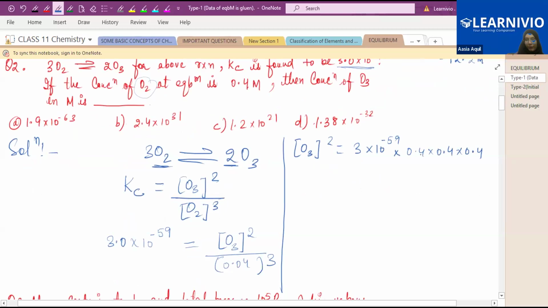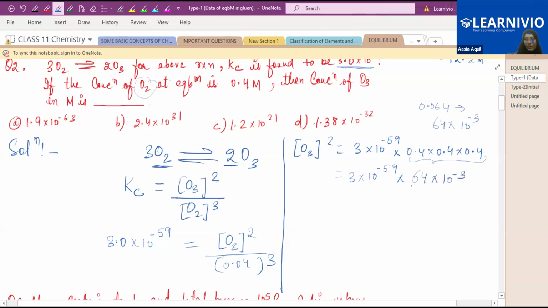So 4 fours are 16, and 16 fours will become 0.064, right? So 3 into 10 raised to the power minus 59 multiplied by 0.064. Now, how can you write down the 0.064? You can write 64 multiplied by 10 raised to the power minus 3, as in exponential form.